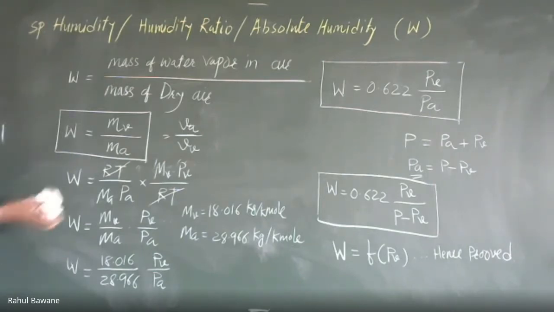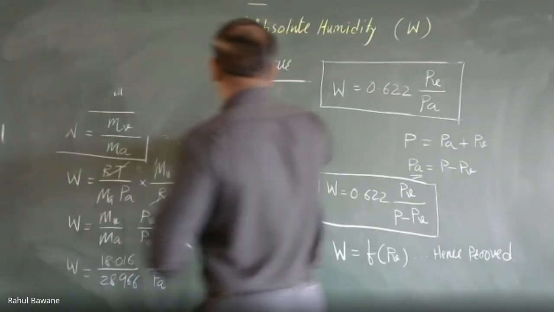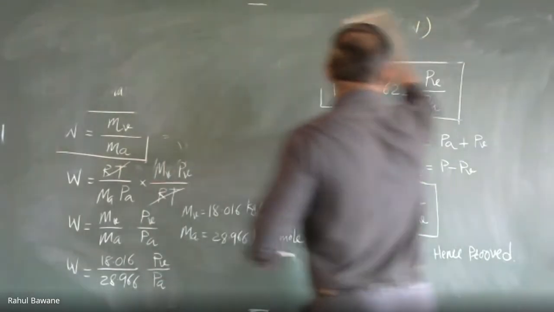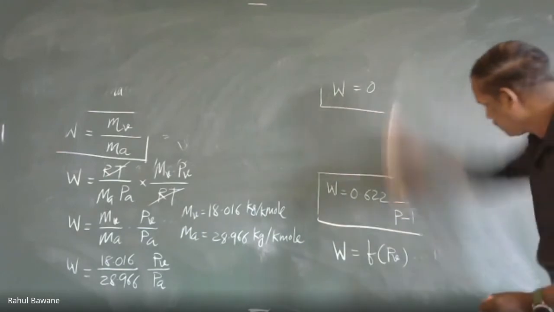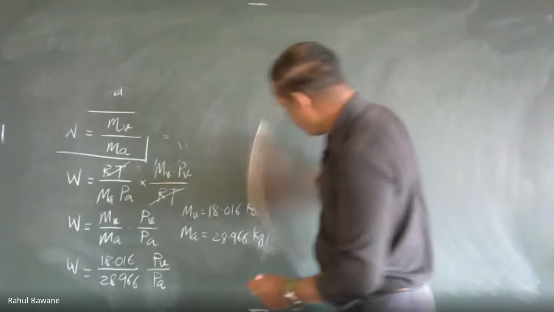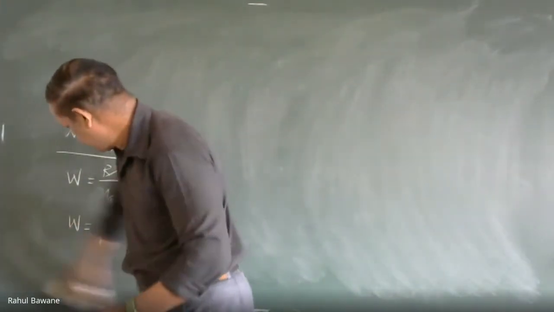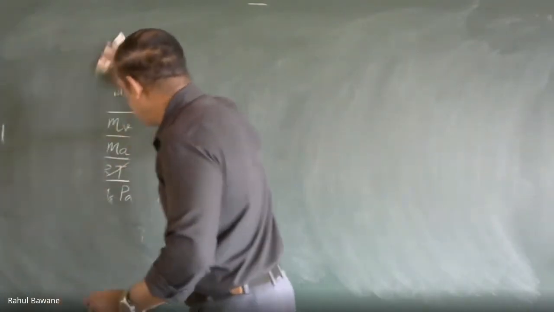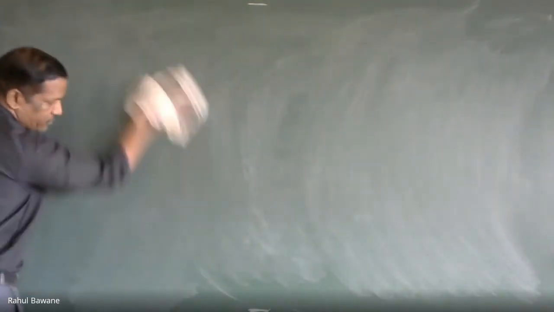Now the last two points are there. Once we cover all these basic terms and concepts, in the next lecture we will go for processes: how to plot the processes on the psychrometric chart, and how to calculate the respective data.